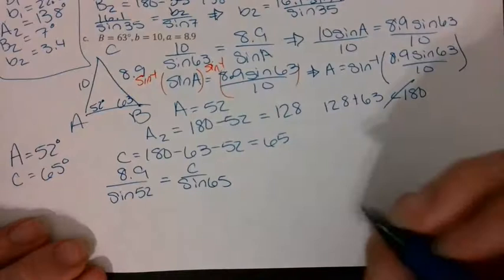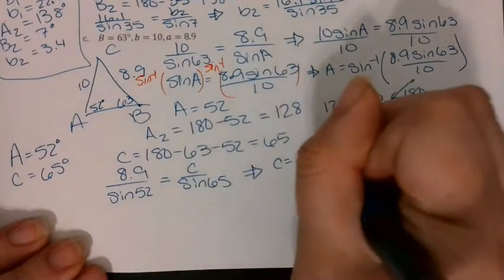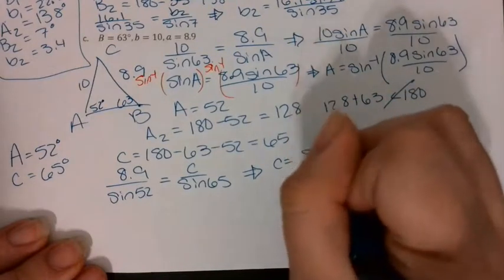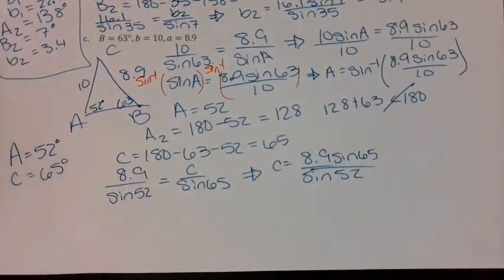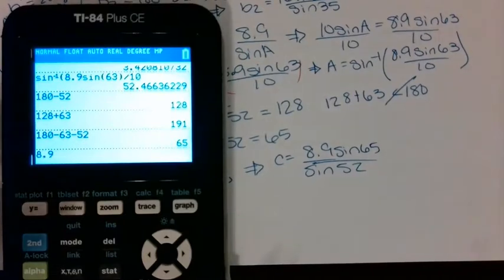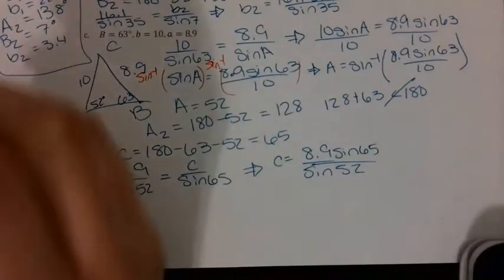I want to get C alone, so I multiply both sides by sine of 65. And then I get it like this, so I can type this part into the calculator. And I end up with a side length, so 10.2.